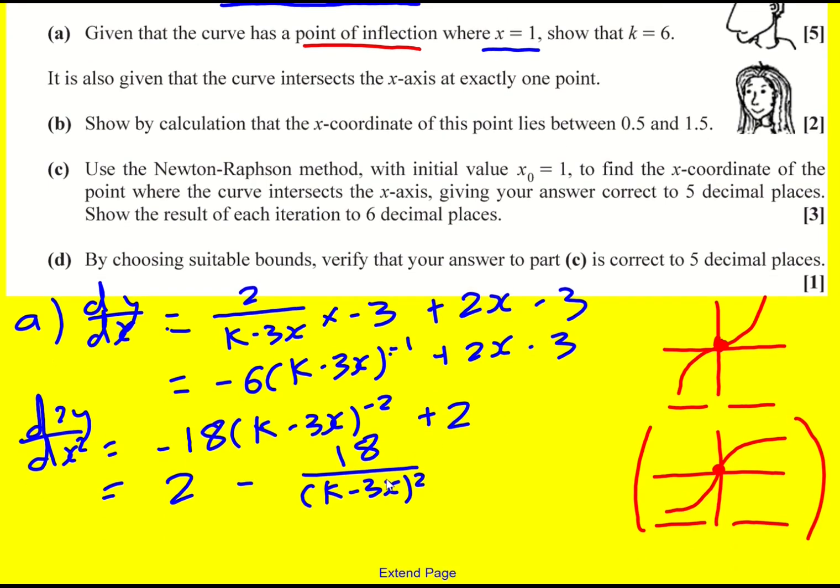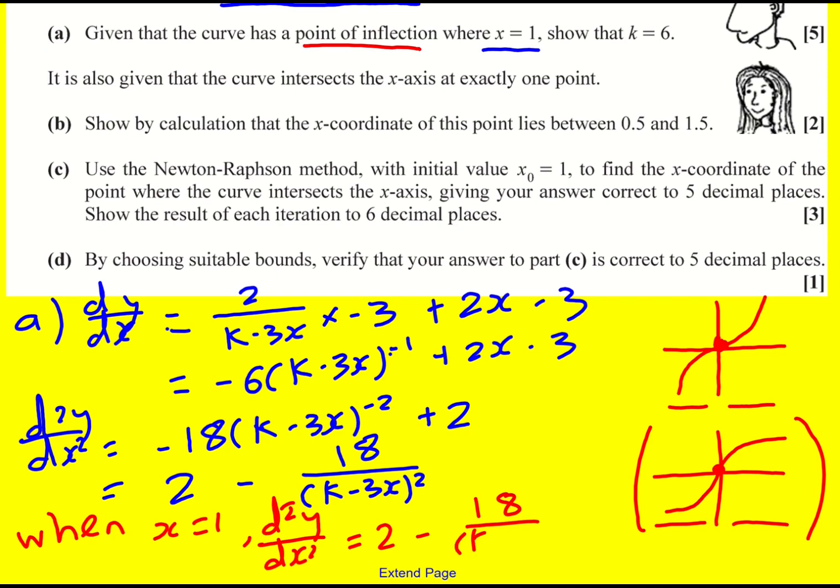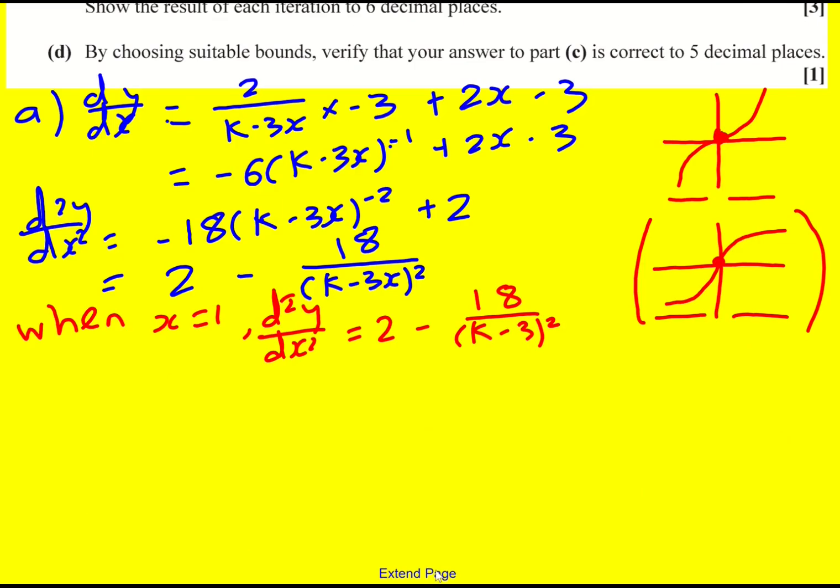Well, for this question, we're going to look at when x equals 1, and then we're going to look at when the second derivative actually equals 0. So it's going to equal 2 minus 18 over (k minus 3) all squared. And then we're going to seek a second derivative equaling 0 at the point of inflection.